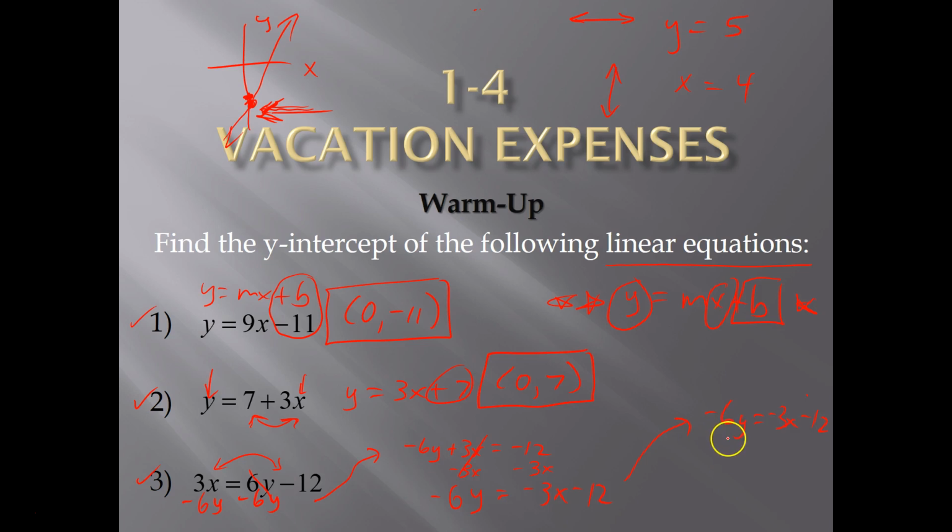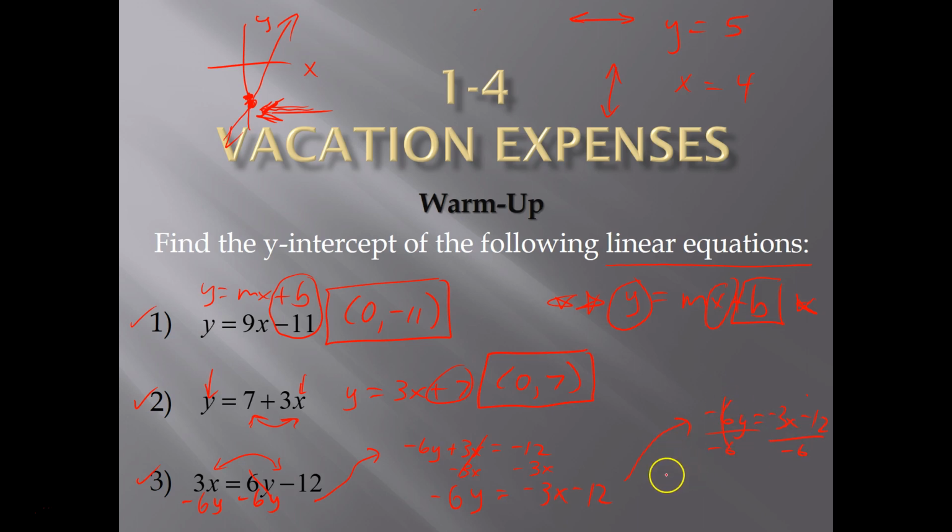Negative 6y means negative 6 times y. So I need to get rid of multiplying by negative 6. And the way I get rid of multiplication is the inverse operation. I'm going to divide by negative 6. So I divide the left side by negative 6, and I must also divide the right side by negative 6.